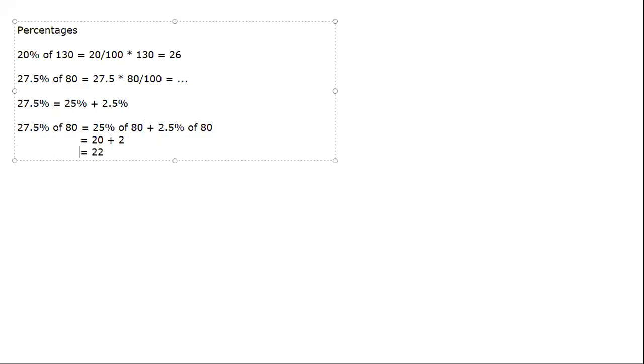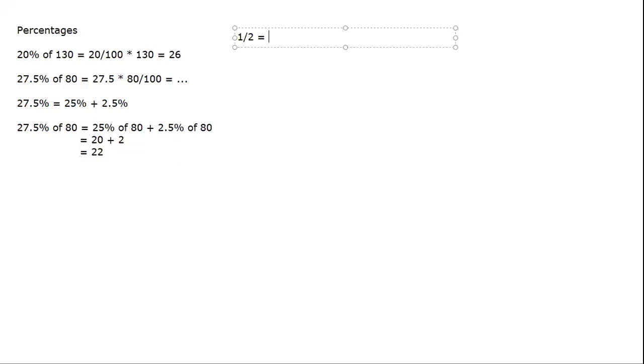So instead of directly multiplying, what I'm basically suggesting is to break the percentages down into manageable numbers. Like 27.5, you break it down into 25 and 2.5. Before we apply the shortcut, if you don't know that 25% is 1/4, then it's back to the same thing. So we need to know certain values. I'm going to write down the values which you should be aware of.